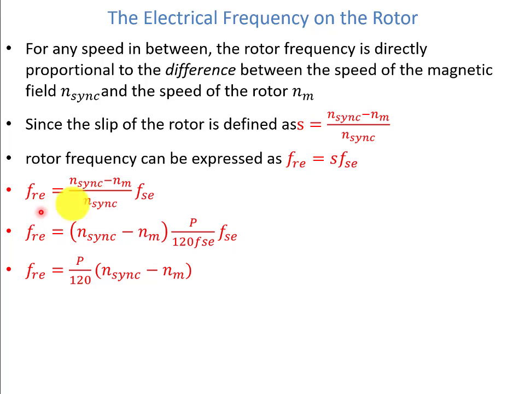Here we can put the value of S. So Fre will be P over 120 times Fse, and then Fre is P over 120 times (n synchronous minus Nm). So simply the slip speed can also be used to find the rotor electrical frequency, given that we know the number of poles of the induction motor.